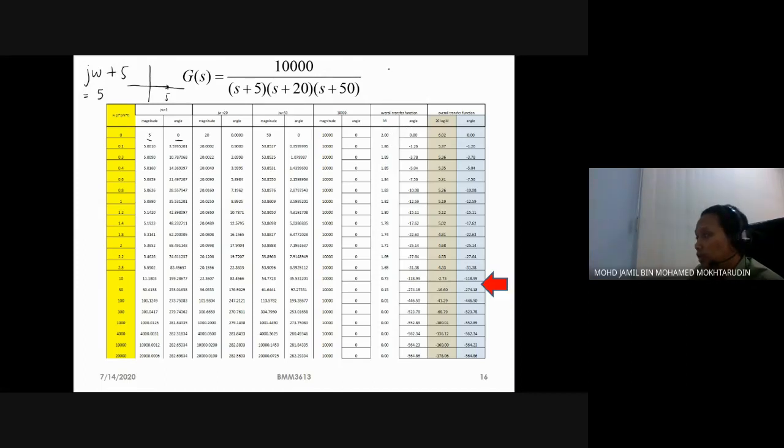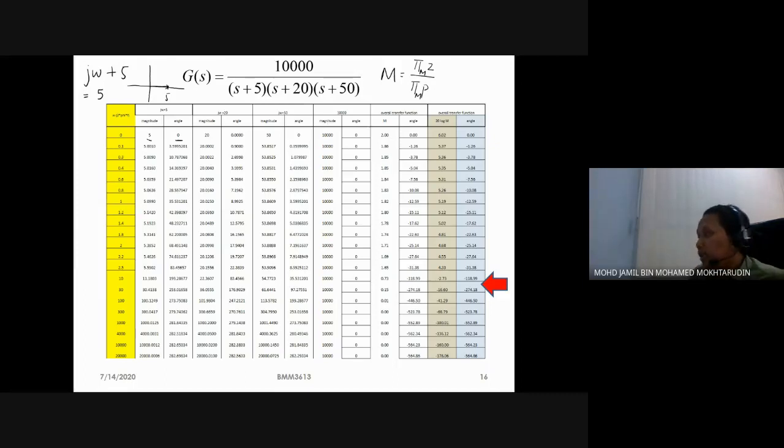So to determine the overall magnitude, basically you use the product of the zeros divided by the product of the poles. Okay, the product of magnitudes. So here 10,000 divided by 5 times 20 times 50. So you should get 2.0. Okay, so you get 2.